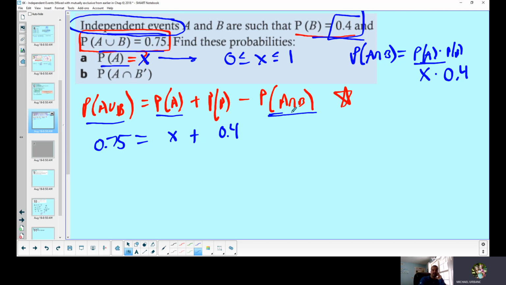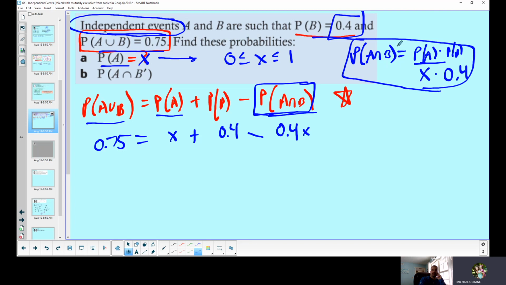So what I'm going to do now is go to this equation and replace the probability of A intersecting B with 0.4x, which comes from that formula. So this is that multiplication property. So really there are three main formulas we have. We have this formula in red, we have the conditional probability, and now we have our third formula, this over here on the right, which only occurs when you have independent events.